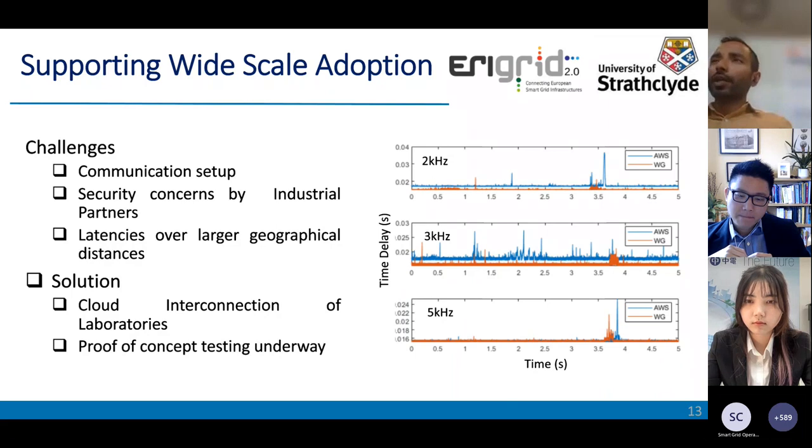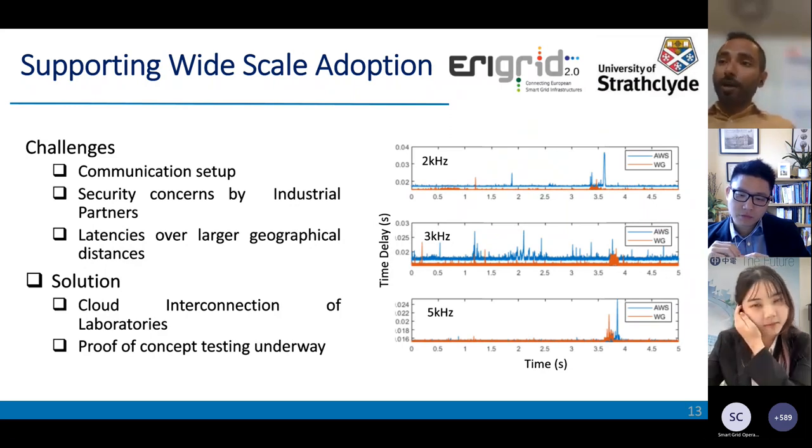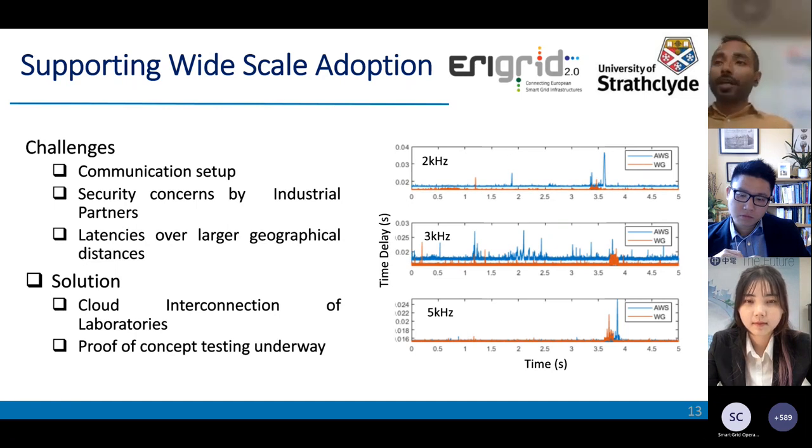Here is a quick snapshot of an example of the time delays that you can observe, between Strathclyde and RWTH Aachen. The two approaches that we compare are AWS versus a normal VPN using public infrastructure. It's interesting to note that at lower transmission rates, the delay of AWS was higher. However, the delay was more consistent and did not change as we increased the transmission rate, whereas for normal public infrastructure, it increased with the increase in transmission rate.